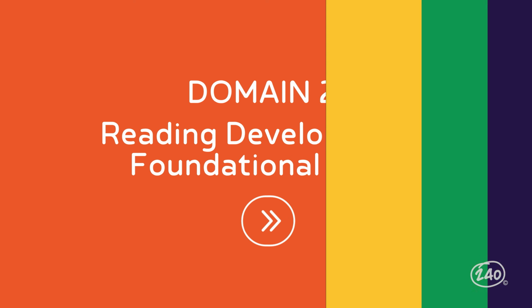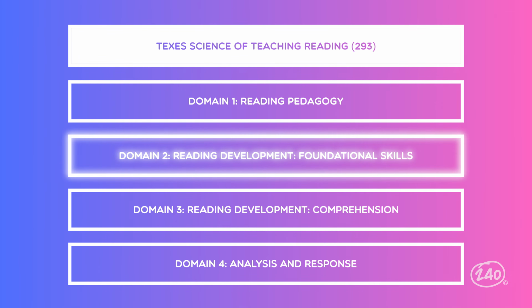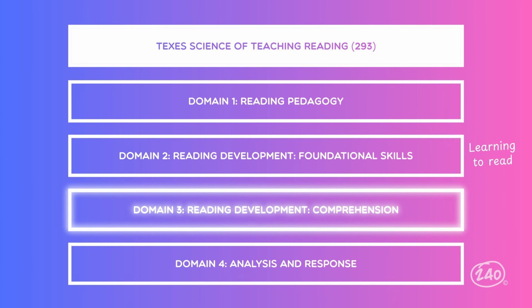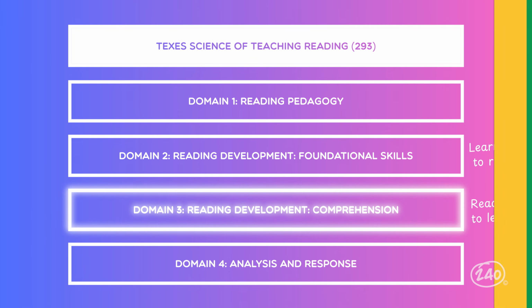In simple terms, reading development foundational skills covers learning to read, while reading development comprehension covers reading to learn. Remember the two types of weaknesses in the CRQ? Same thing here. Let's just say that learning to read is pretty important on a test about teaching reading. Plus, it's worth the biggest chunk of your exam at a whopping 43%. So let's dive into foundational skills.